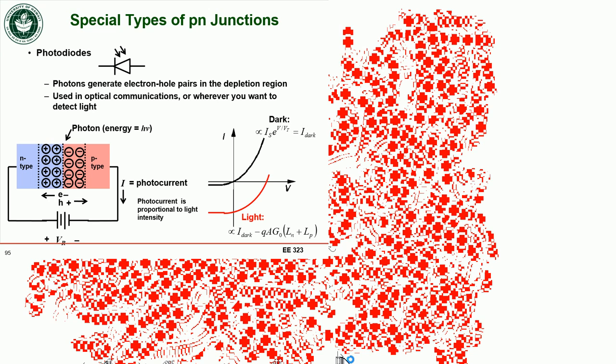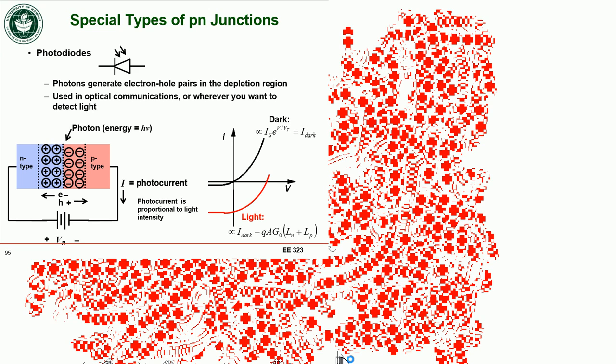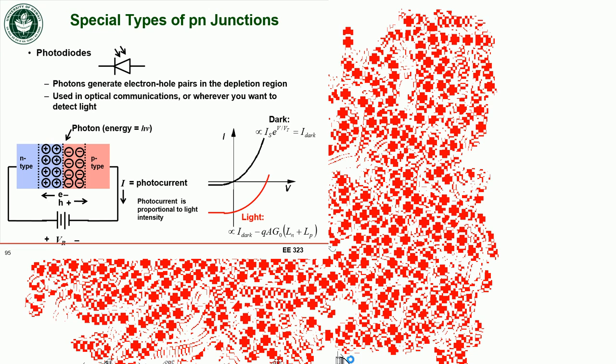So if you look at the output of a photodiode, and we look at the IV curve, if it's in the dark, no light on it, it just looks like a regular diode curve. Very low current in reverse bias, and exponentially increasing current if it's in forward bias. But if you shine light on it, the curve still looks the same, but you just shift it because you are adding current to this whole thing. And you're adding current evenly, depending on how it's biased.